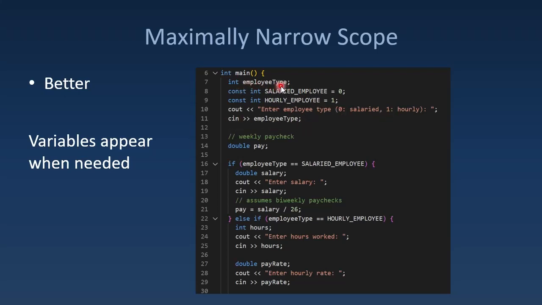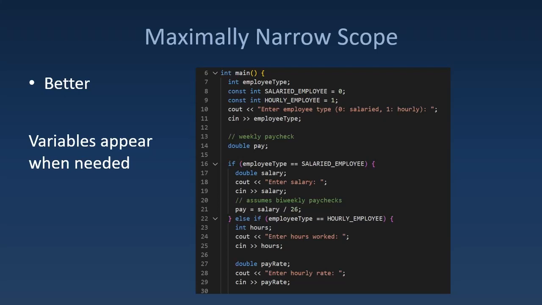So we need this employee type variable that is going to hold 0 or 1. I declare some constants right by it because those kind of go with this employee type, that salaried employee is going to be 0 and hourly is going to be 1. And I'm going to need them to check, like, if the employee type is salaried, here's what to do. If the employee type is hourly, here's what to do. Then my end goal is to calculate their paycheck.